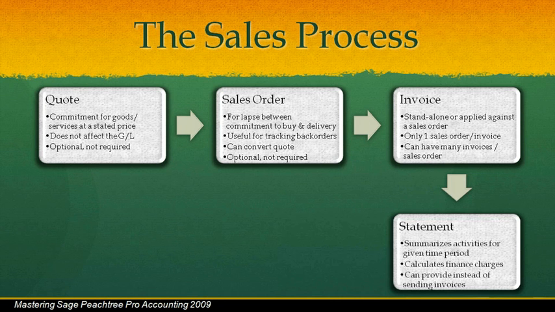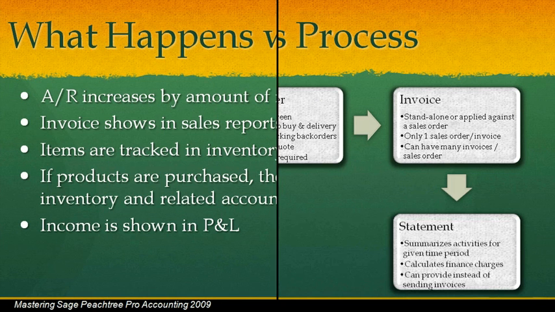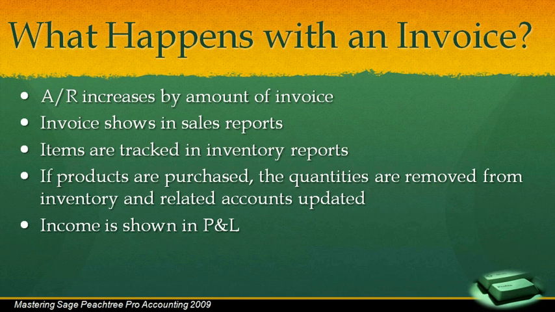So we can see that these are 4 different steps. We can use them in a variety of configurations and there really aren't any requirements, just what makes the most sense for your business and your tracking purposes. So since we're all going to use invoices, what exactly happens when we use an invoice?